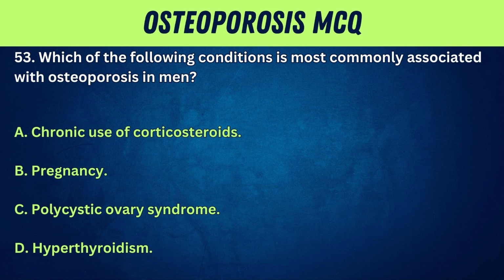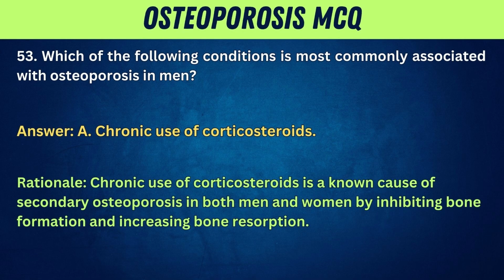53. Which of the following conditions is most commonly associated with osteoporosis in men? A. Chronic use of corticosteroids. B. Pregnancy. C. Polycystic ovary syndrome. D. Hyperthyroidism. Answer. A. Chronic use of corticosteroids. Rationale. Chronic use of corticosteroids is a known cause of secondary osteoporosis in both men and women by inhibiting bone formation and increasing bone resorption.